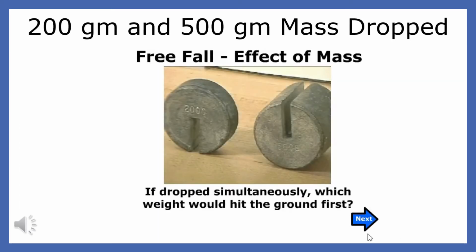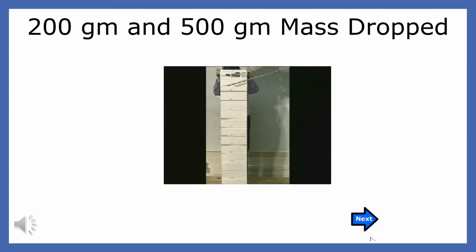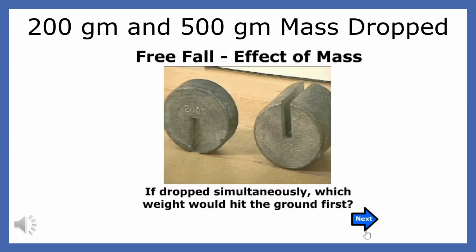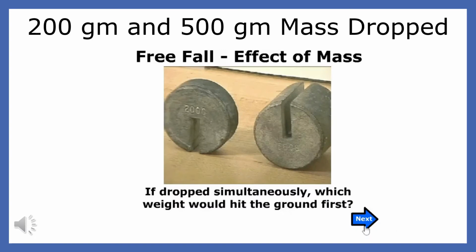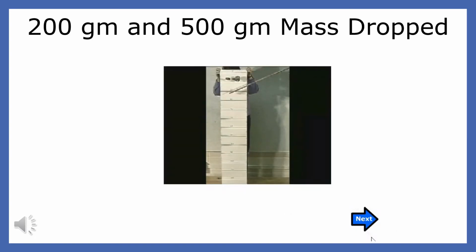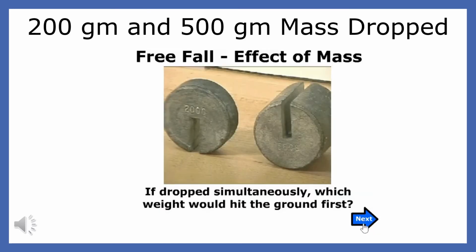Here is a slow-motion video of a 200-gram mass dropped from the same height as a 500-gram mass. Notice that at every moment, each weight has the same height above the ground. Despite having 2.5 times less weight, the 200-gram mass falls exactly the same way as the 500-gram mass.